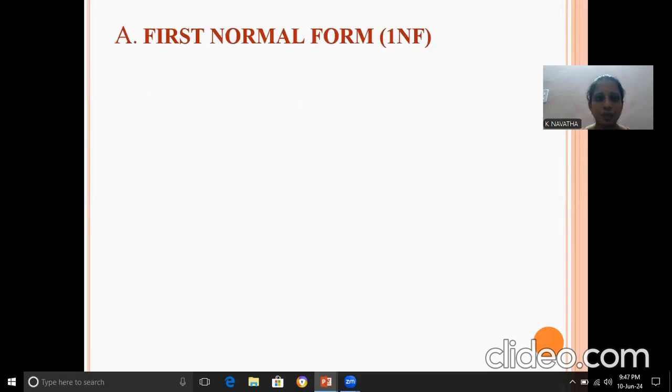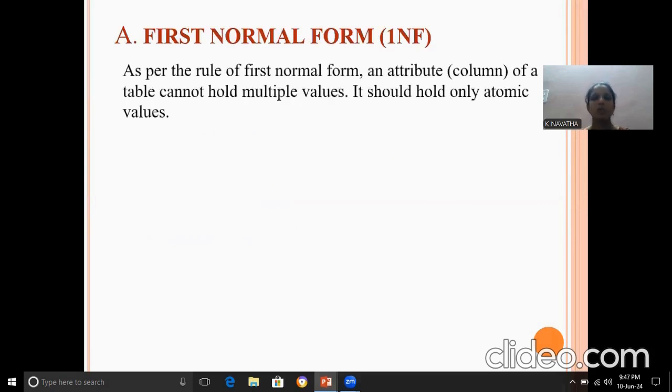What's the first normal form we are going to discuss now? As per the rule of first normal form, an attribute of a table cannot hold multiple values. It should hold only atomic values. That means in a column, no multiple values should be there. Only a single value should be there.